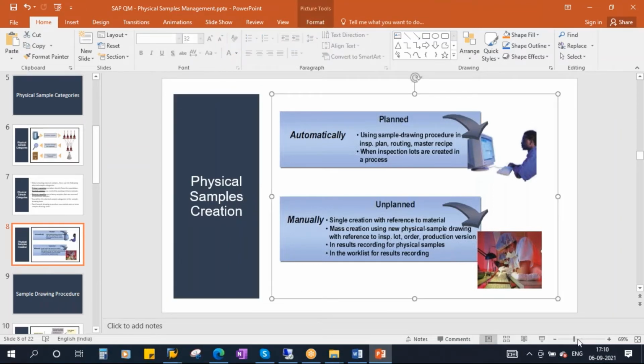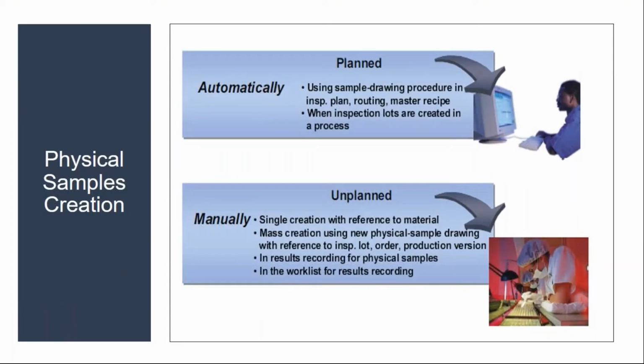Now, how are these physical samples created? Physical samples can be created automatically, and they can be created manually. Automatically means it's a planned one. Whatever we discussed just now, primary, pooled, and reserve samples, can be created automatically, meaning you are planning them in advance. To create them automatically you need a sample drawing procedure.